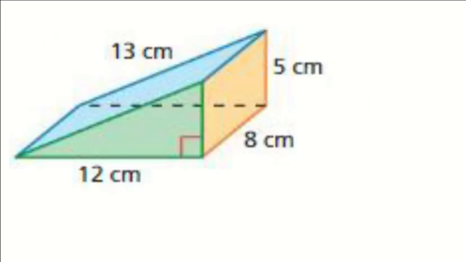Not on your sheet, so just kind of follow along. All right, so when you have the 3D shape, first thing we need to do is find the right angle. The right angle is right here. The two sides that make the right angle are here and here.